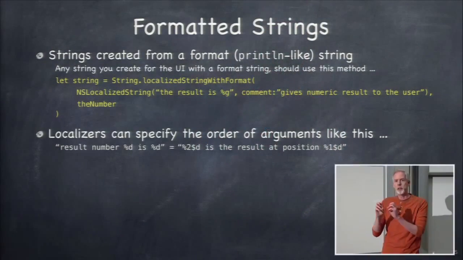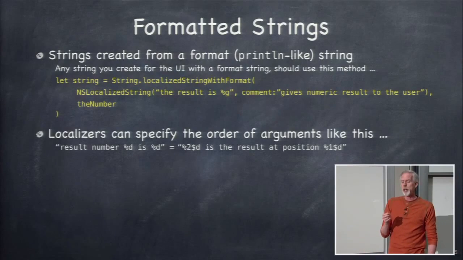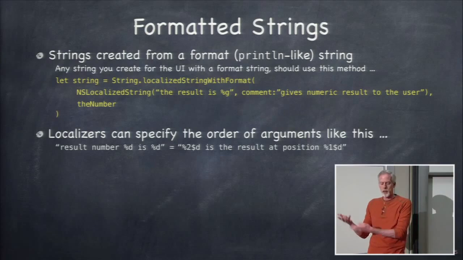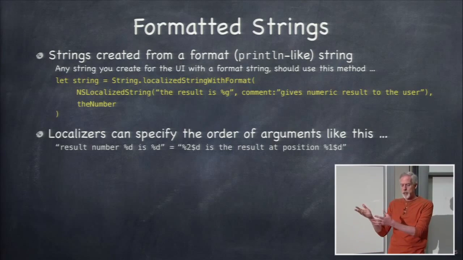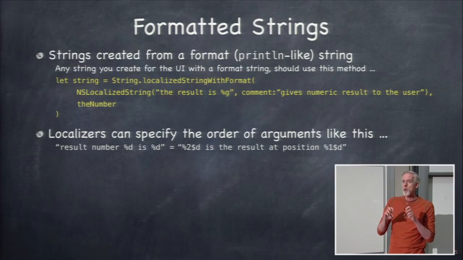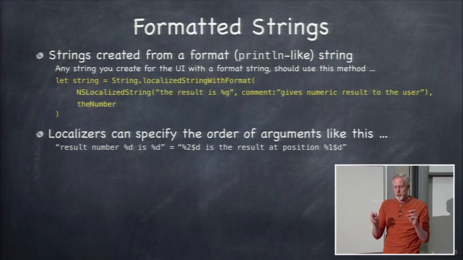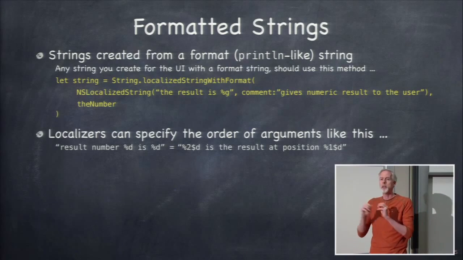Now, if you use a format string, like this, the result is %g, or the result is %d, so you're using a format string, you're going to want to use this string class method called localizedStringWithFormat to create a string from it. It takes var args at the end for all the %ds or %gs or whatever's in the string. And you would want that format string to also be NSLocalizedString, because the words in there, the result is, those need to be translated as well.